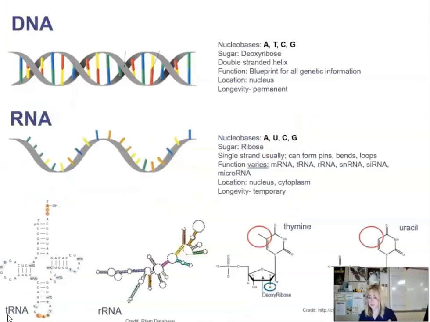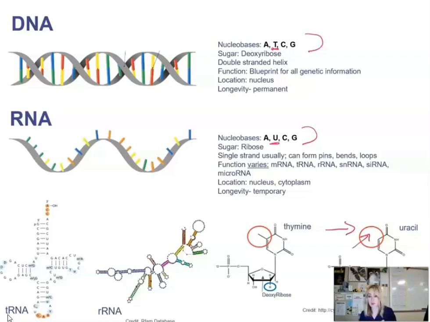Okay, so let's quickly compare DNA with RNA. The nucleobases are going to be different, and I'm going to point out one major difference here. DNA has thymine and RNA has uracil instead of thymine. If you notice right here, the difference is the absence of this methyl group right here.